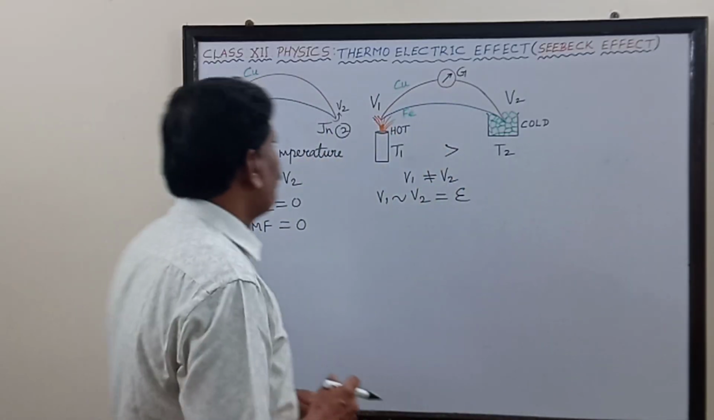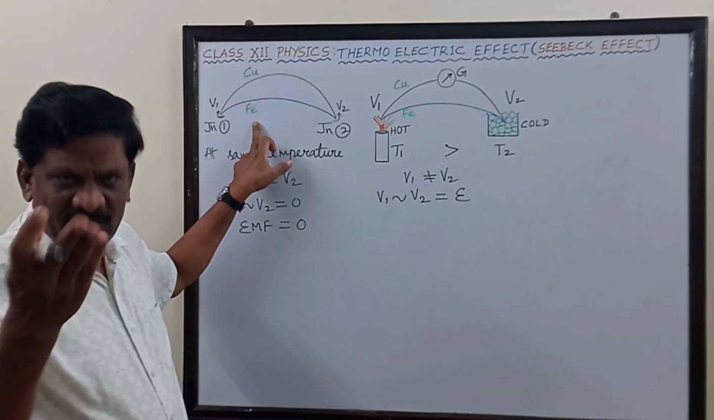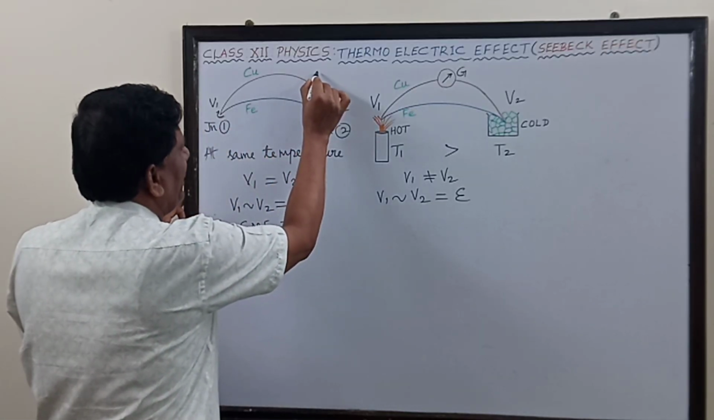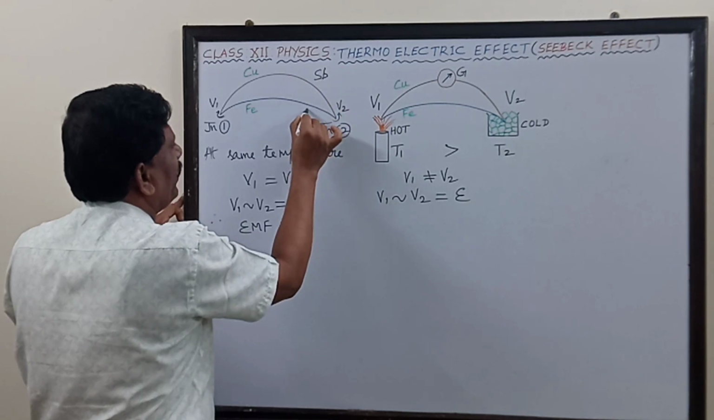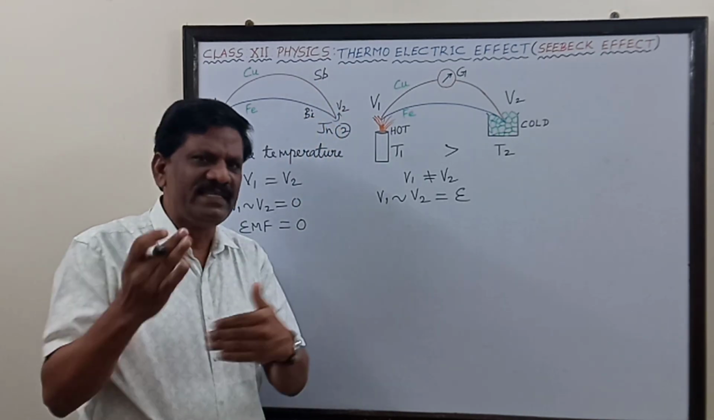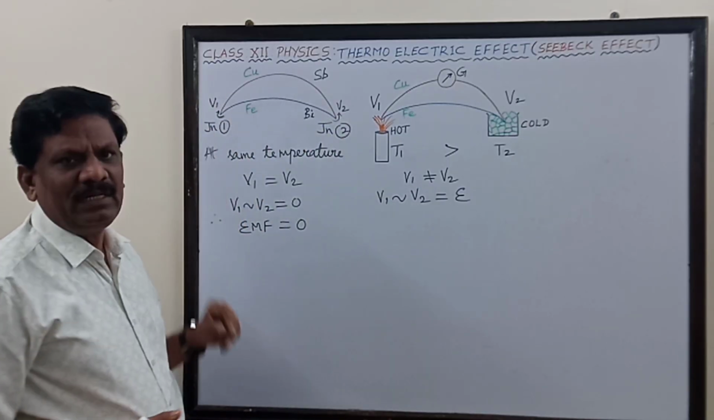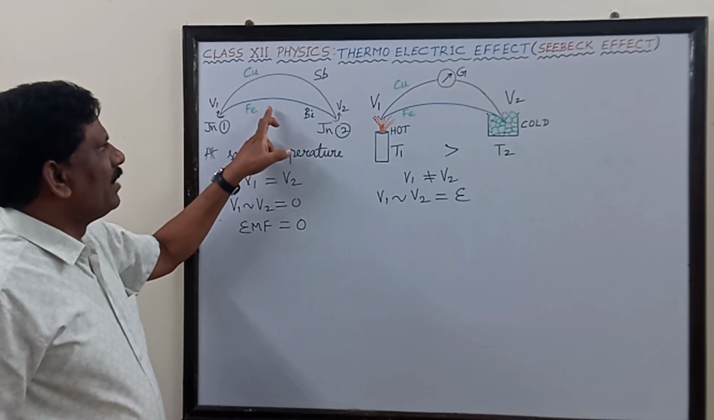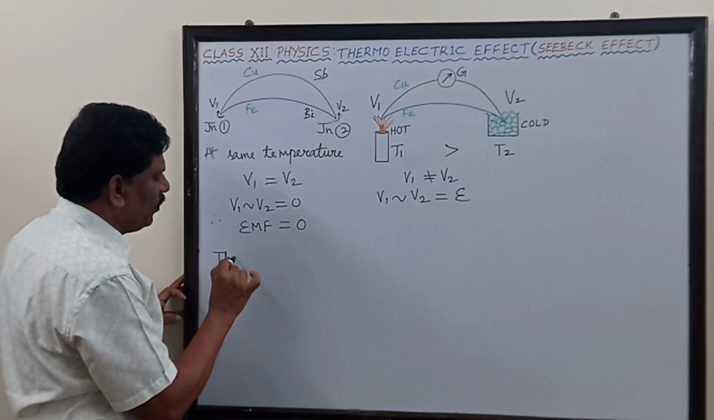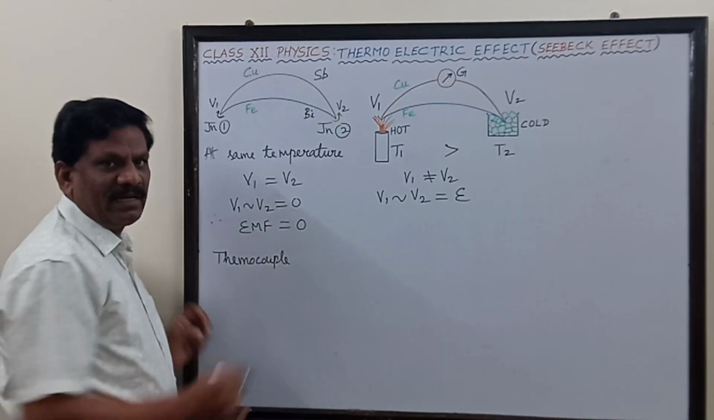Now, this closed loop consists of two dissimilar metals like copper and iron. Otherwise, we can take antimony and bismuth, lead and tin, like that, two dissimilar materials. If you take them, then this closed loop made up of two dissimilar metals is called a thermocouple.